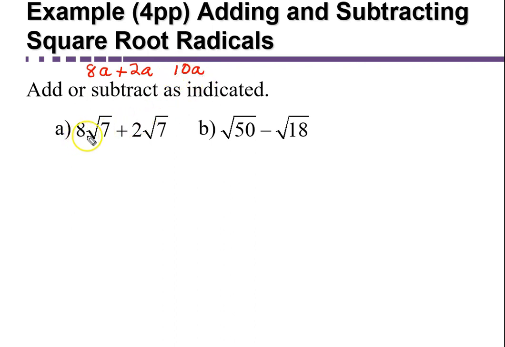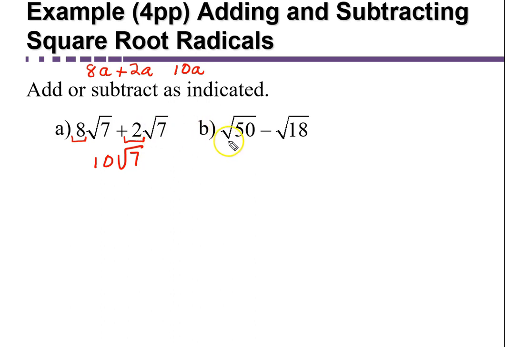Well, here we have 8 square root of 7 and 2 square root of 7. So the process, if the radical part is identical, we just add what is in front, and we get 10 square root of 7. Now we can do that so long as our radical portion is exactly the same.